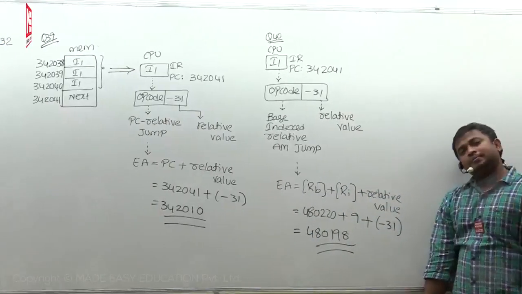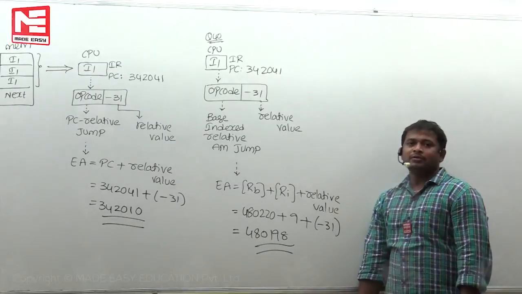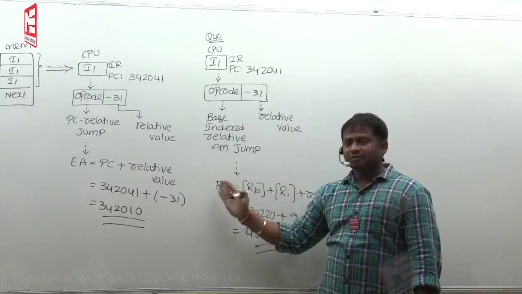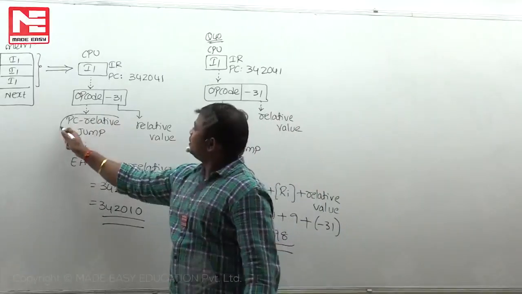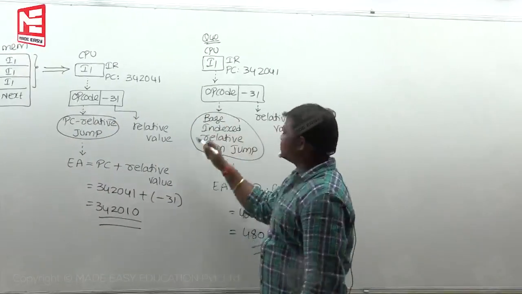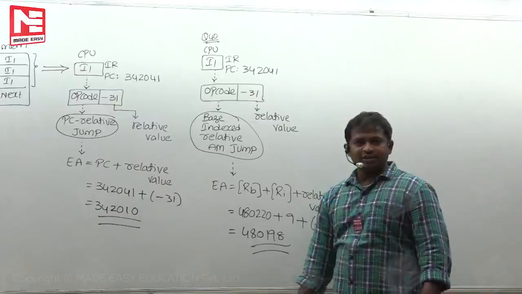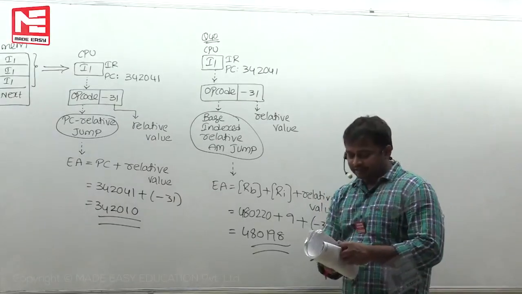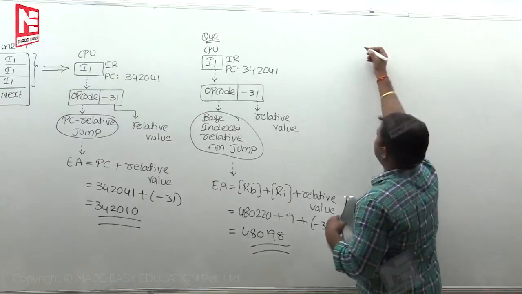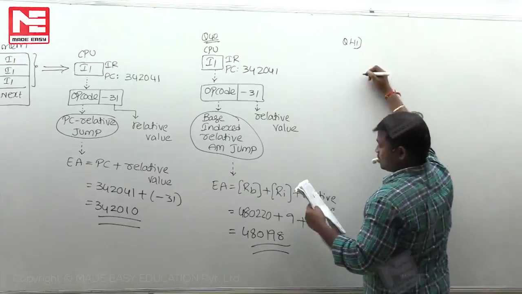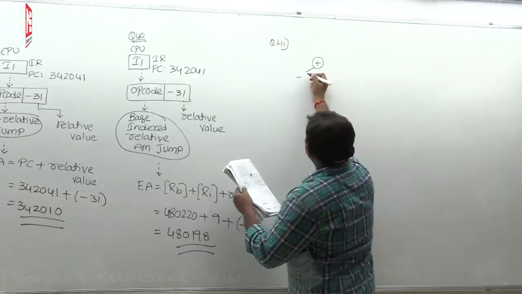Already the addressing modes concept is covered in the classroom in detail. Use that concept, re-evaluate the question. Then you may understand the concept clearly. This is the PC relative jump and this is the base index relative jump. The way of calculating the effective address is this. Is the question clear to you? Okay. Copy it quickly. Copied. Now question number 41. In question 41, a tree is given.